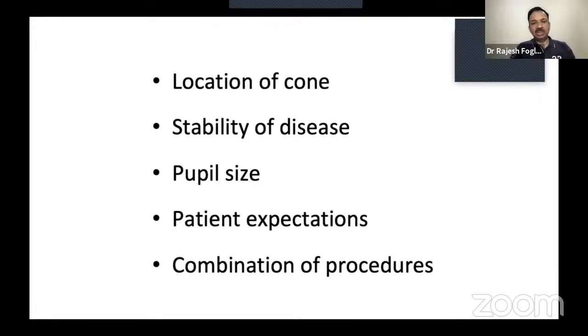Often we need a combination of procedures, like doing a cross-linking followed by the toric ICL. Sometimes we do a single segment intact ring placement to lift up the sagging cone and make it central, and that helps. If the corneal thickness is more than 470 microns, we can do a little bit of topography-guided surface ablation to try and regularize the surface.